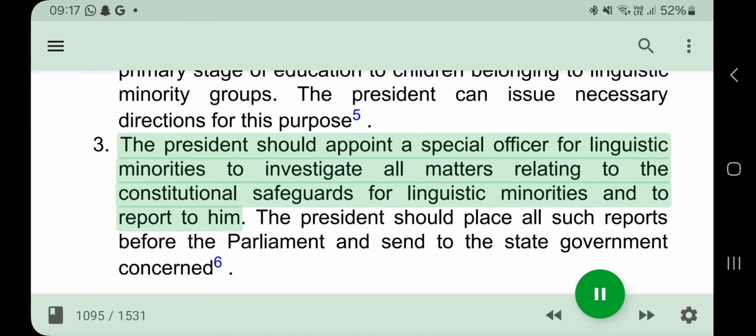Development of Hindi language. The Constitution imposes a duty upon the Centre to promote the spread and development of the Hindi language so that it may become the lingua franca of the composite culture of India.